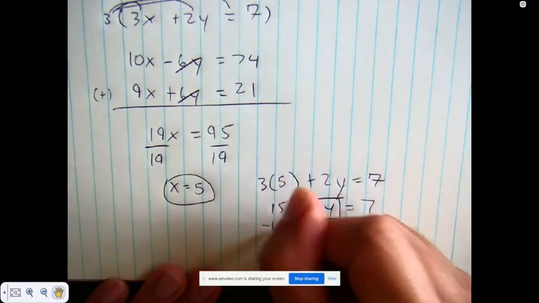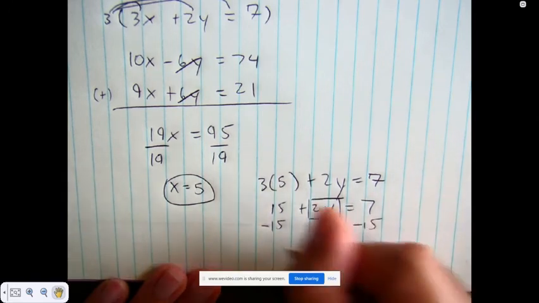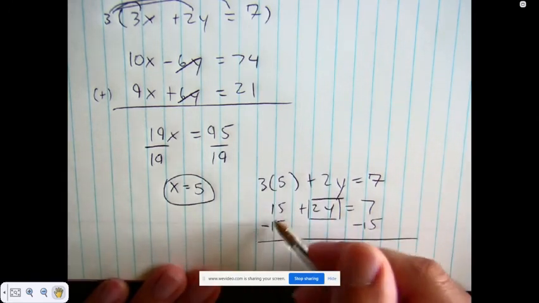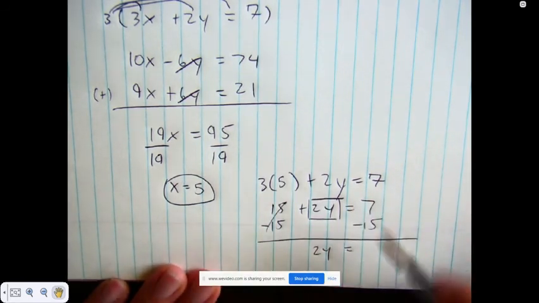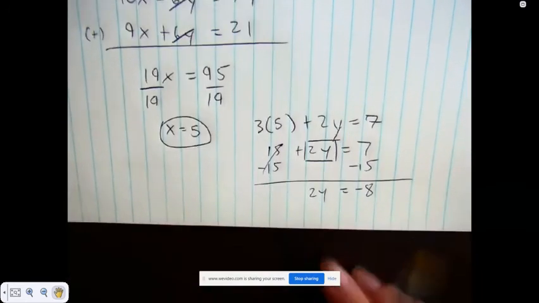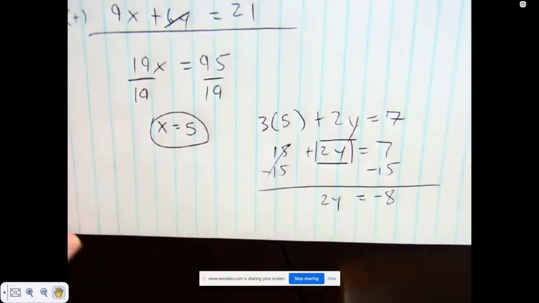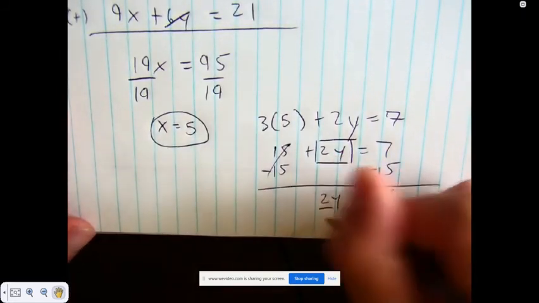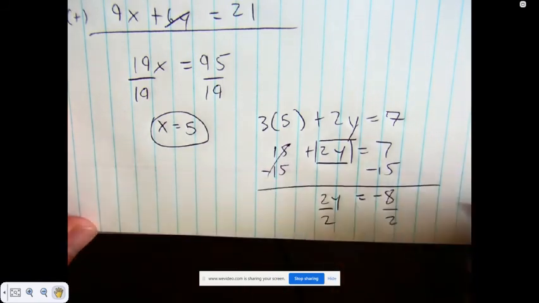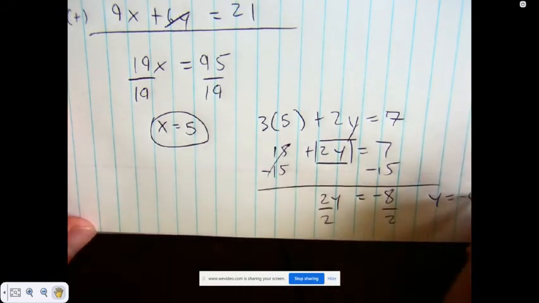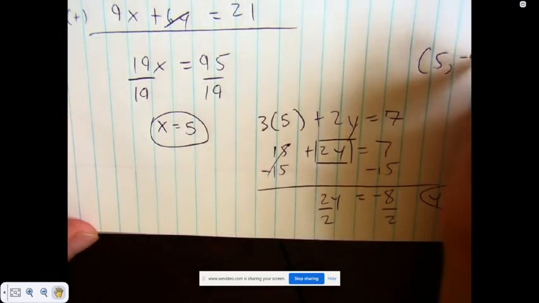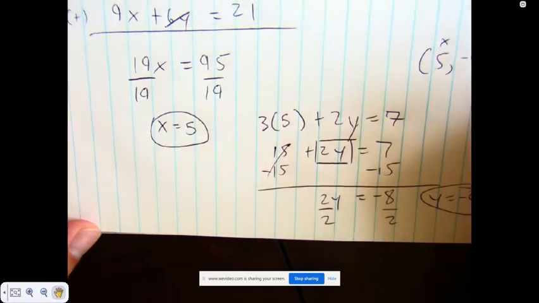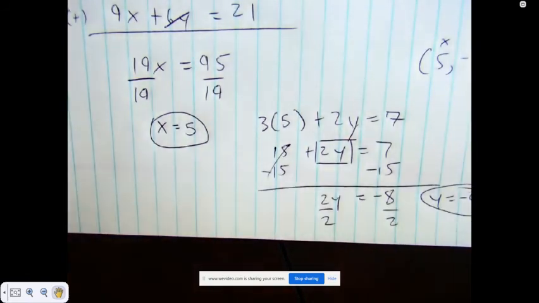Now what I'm going to do is subtract 15 from both sides. And then on the left side, these two are going to cancel. I'm going to bring down the 2y. And then 7 minus 15 gives me negative 8. Now, at the very end here, what we're going to do is we're going to go ahead and divide both sides by 2. And then that will give me y is equal to negative 4. And there you have it. You have just solved for your solution to both of the systems of equations.